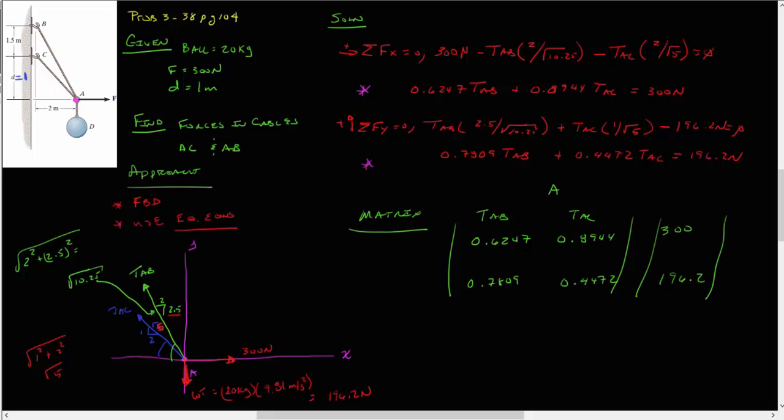Remember, this is A, this is B. So solving this, you're going to do A inverse times B in your calculator. And by doing this, you're going to get tension of AB is equal to 98.6 newtons, or 99 newtons. And TAC comes out to be 267 newtons.